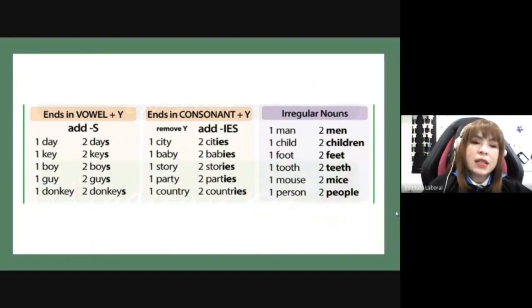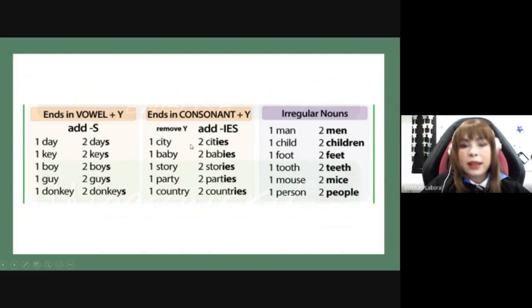Okay, in the case of a noun that ends in a vowel, and after the vowel we have a Y, we just need to add the S. Look, for example, at the word day. Consonant, vowel, Y. Vowel plus Y, you just need to add the S. Day, days. One day, two days. One key, two keys. One boy, two boys. One guy, two guys. One donkey, two donkeys.